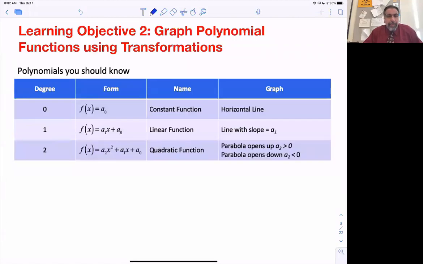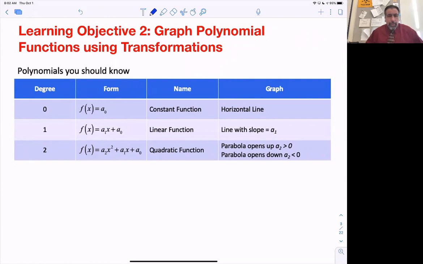All right, everybody, Math 150, we're on a roll today with section 3.1. We're now going on to learning objective number 2, and that's graphing polynomials using transformations. So the idea of transformations is that we know a basic graph, and we alter it a little bit, but we can predict how those alterations are going to move the graph along on the XY axis.